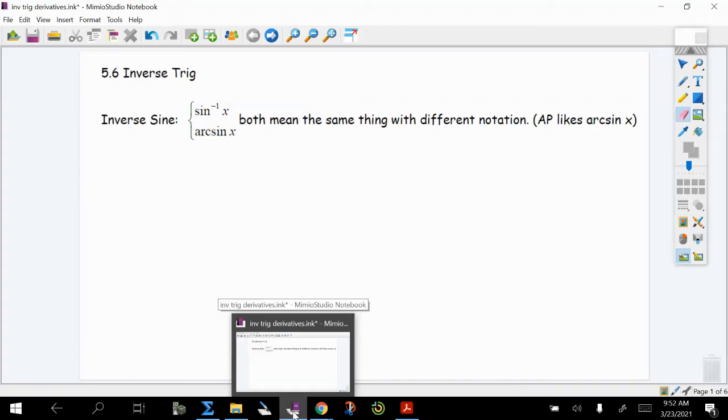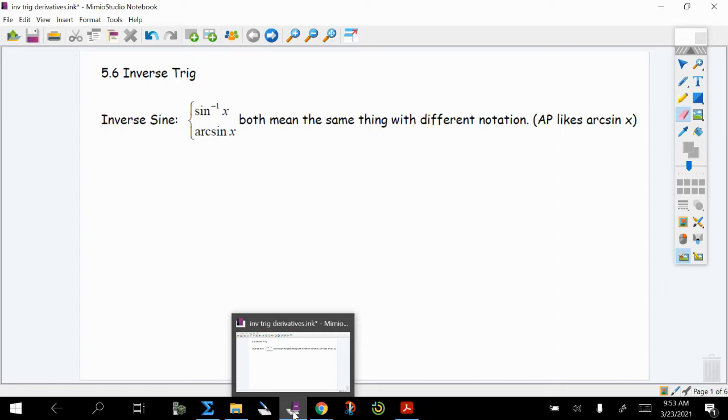We are moving to section 5.6. 5.6 is focusing on inverse trig functions, another oddball function that just kind of gets lumped into chapter 5 because there's nowhere else to put it. So first, I just want to talk about representation notation of inverse trig functions.